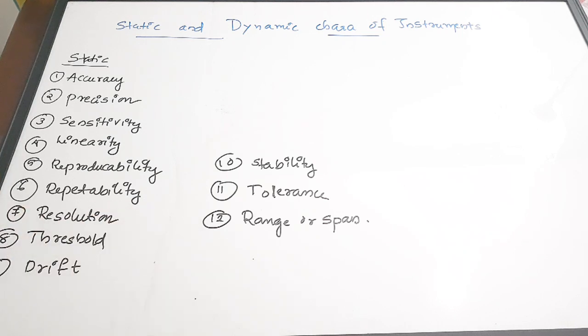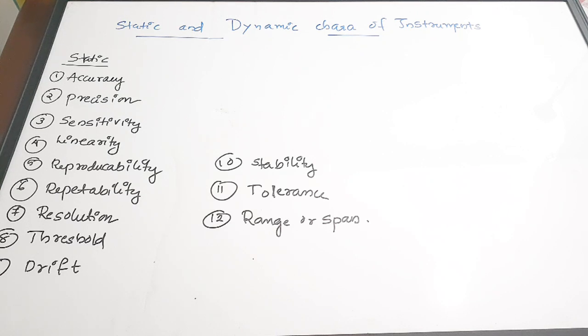There are almost 12 static characteristics. First one is accuracy, second is precision, third is sensitivity, fourth is linearity, fifth is reproducibility, sixth is repeatability, seventh is resolution, eighth is threshold, ninth is drift, tenth is stability, eleventh is tolerance, and twelfth is range or span.